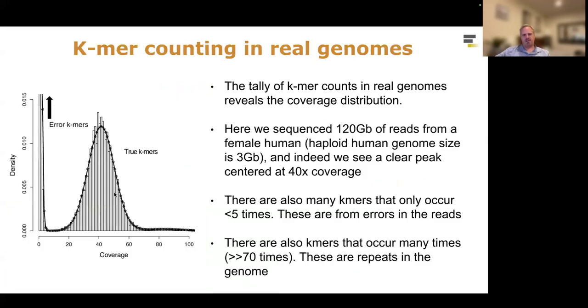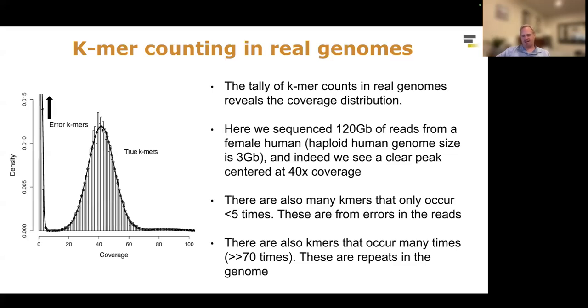As an example, this is the real profile, that's the bars, showing a real read data set from a human genome. In total, we sequenced about 120 gigabases from a female human genome. We know, from other work, of course, that the haploid human genome size is about 3 gigabases. And indeed, if we look at this plot here, the top of this peak is about 40x coverage.